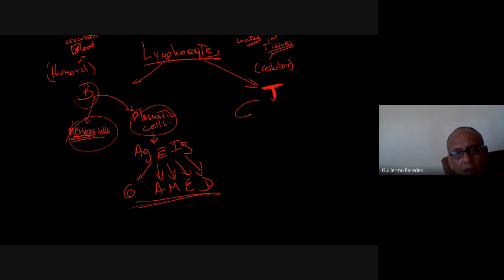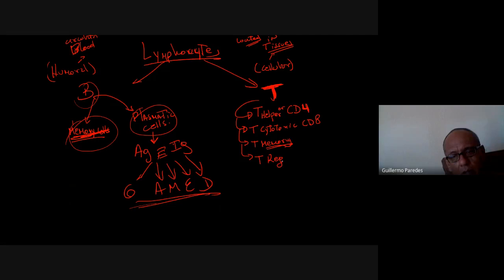The T cells are going to have different groups. One is the T helper, which you must remember for your exam is CD4. CD4 is called T helper. Then we have the T killer or cytotoxic, that is the CD8 cytotoxic. Then we have the T memory cells, similar to the B memory cells, but T memory cells. And the other one is the T regulator cell. Lymphocytes: T regulator, T memory cells, T cytotoxic, and T helper. Okay? So please pay attention to this.